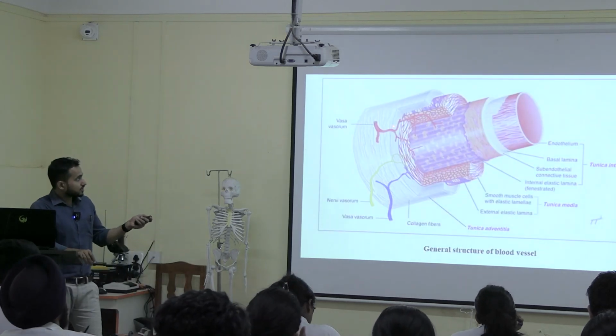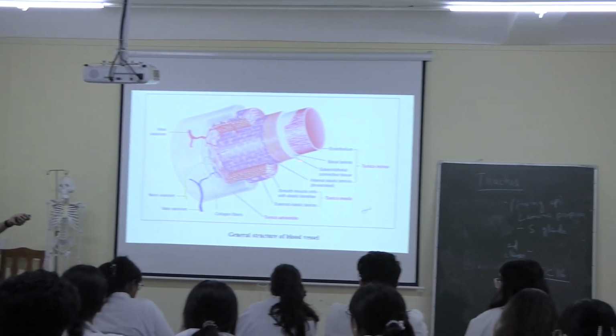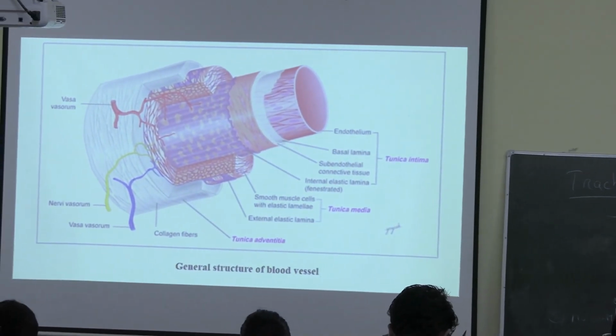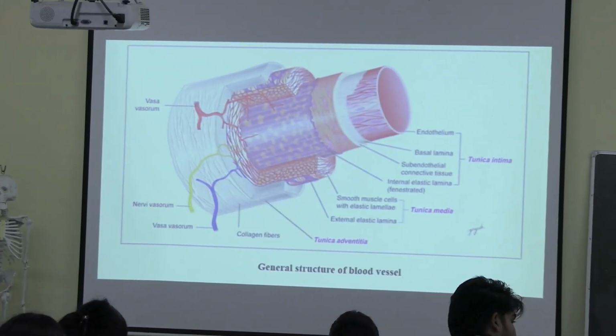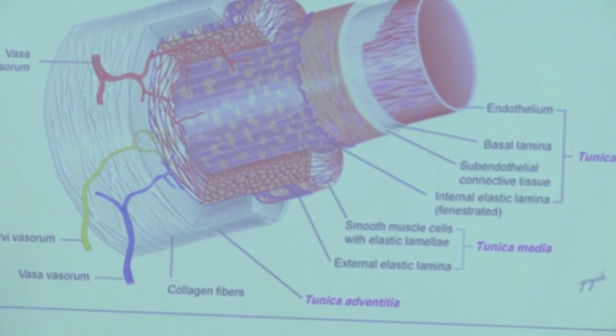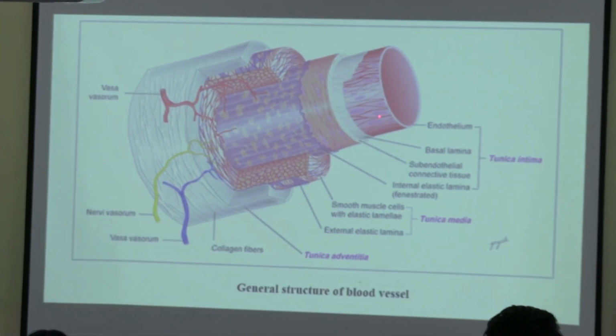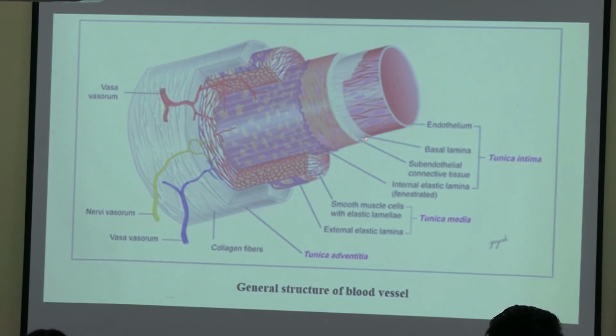Can you see the vasa vasorum? Look at this. Next, here you can see this is a 3D diagram. This you don't have to draw in the practical notebook. This is for your understanding. This is a 3D diagram where you can see all three layers of the blood vessel. First you can see the tunica intima, the innermost layer. You can see the endothelium, you can see the basal lamina, then you can see the subendothelial connective tissue.